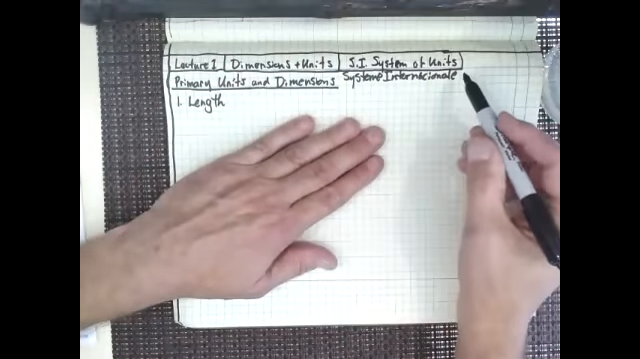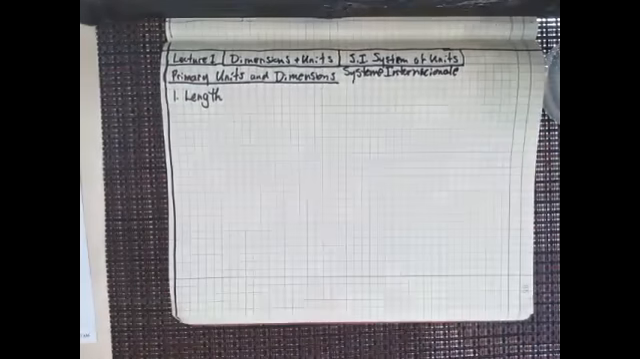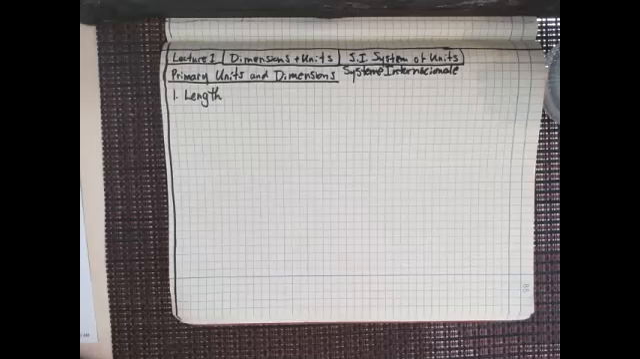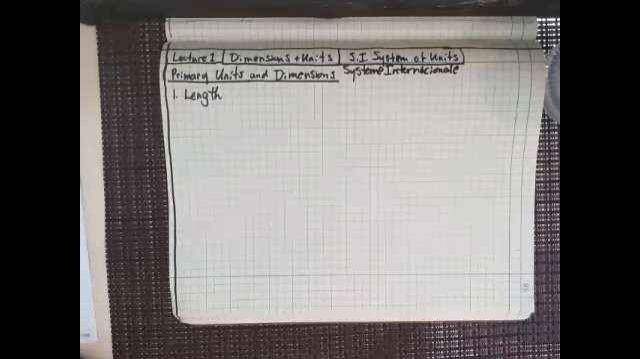So the SI system of units is what we're looking at. There's also the British gravitational system of units. Foot, pound, BTU, all of those things. We're not going to be talking about those today.